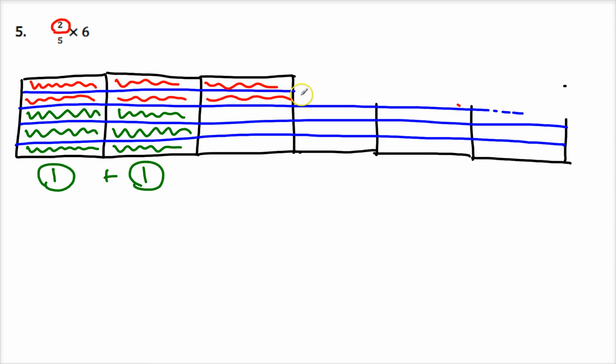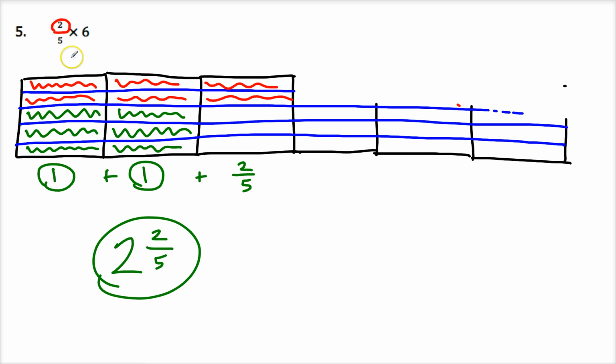And I don't have enough 1/5 pieces to make any other wholes, so what I'm left over with here is 1/5 plus 1/5, which is another 2/5. So I have 1 plus 1, which is 2, plus 2/5 would be the mixed number 2 and 2/5. So that would be my answer to this multiplication problem. 2/5 times 6 is just 2 and 2/5.